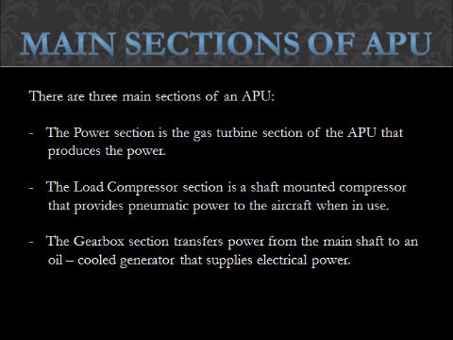There are basically three main sections of an APU. First, the power section is the gas turbine section of the APU that produces the power. Secondly, the low compressor section is a shaft-mounted compressor that provides pneumatic power to the aircraft when in use. And thirdly, the gearbox section transfers the power from the main shaft to an oil-cooled generator that supplies electrical power to the whole aircraft.